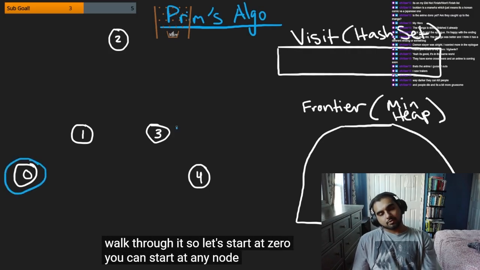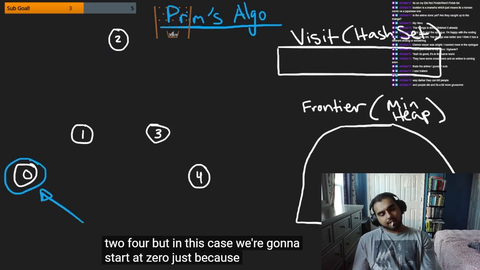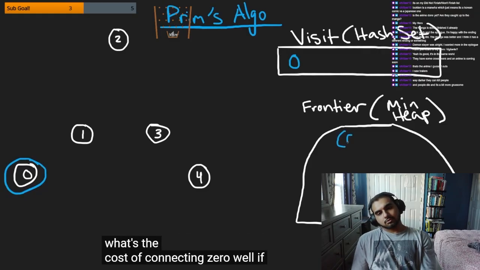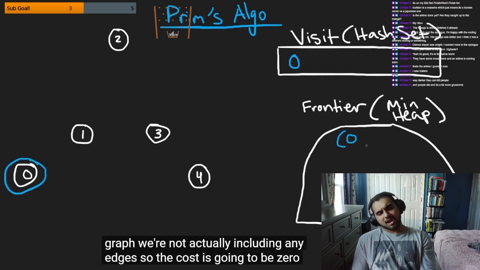So let's start at 0. You can start at any node. You can start at 3, 2, 4, but in this case, we're going to start at 0 just because it makes sense. So when we start at 0, what we're doing is we're adding it to visit, and we're adding it to the frontier. So what's the cost of connecting 0? Well, if we're just connecting a single node to the graph, we're not actually including any edges, so the cost is going to be 0, and the node value is going to be 0.